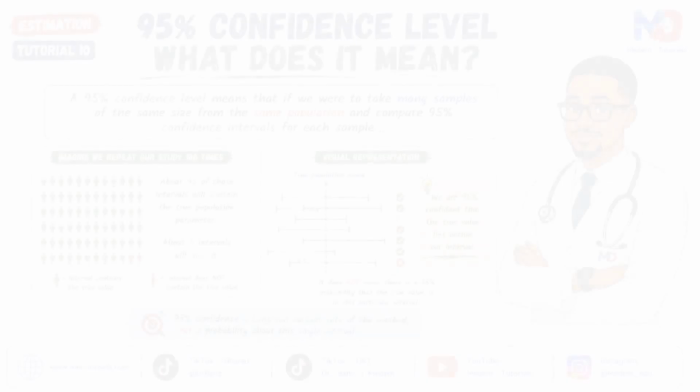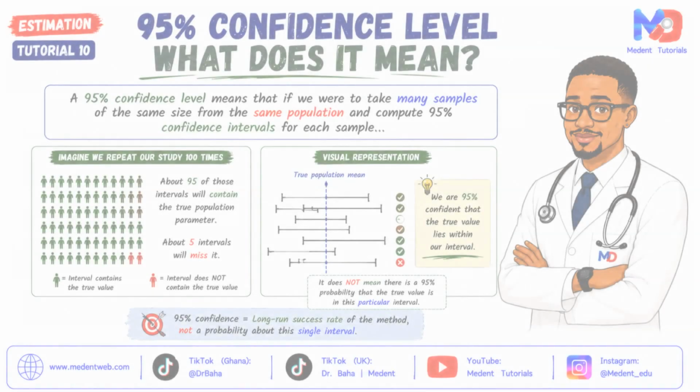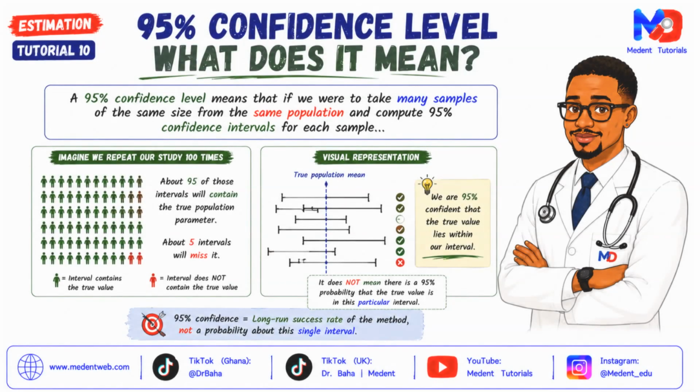What then does a 95% confidence mean? Because you'll be seeing it a lot. Now, a 95% confidence level means that if we repeated the study many times, about 95 out of every 100 confidence intervals will contain the true population parameter.